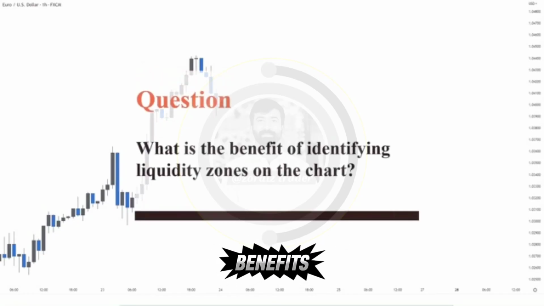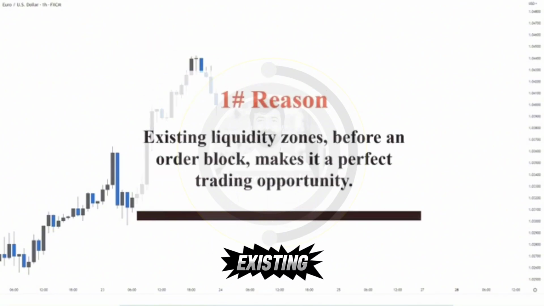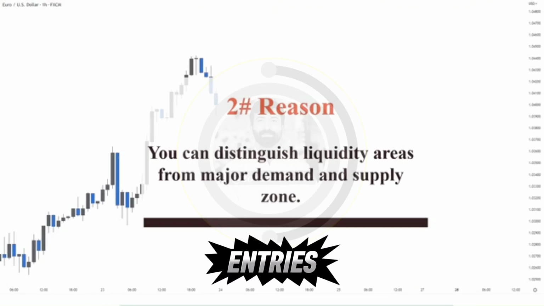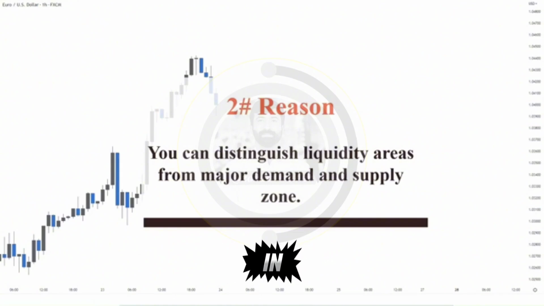What are the benefits of identifying liquidity zones on the chart? First, an existing liquidity zone before a demand or supply area makes them a perfect trading opportunity because liquidity acts as fuel for the movements we want to see in the market. The second benefit of identifying liquidity zones is that you can distinguish liquidity areas with a lower chance of working from major demand and supply zones. This helps you improve your entries and run into fewer losses in your trades.